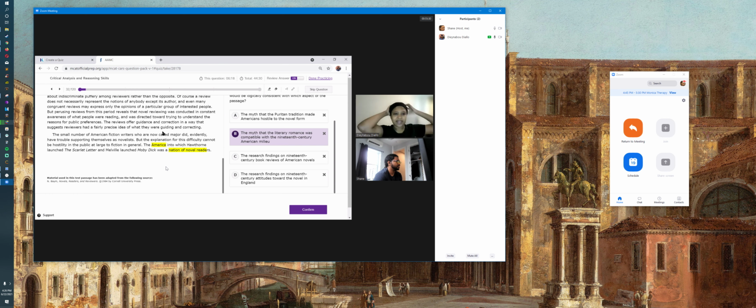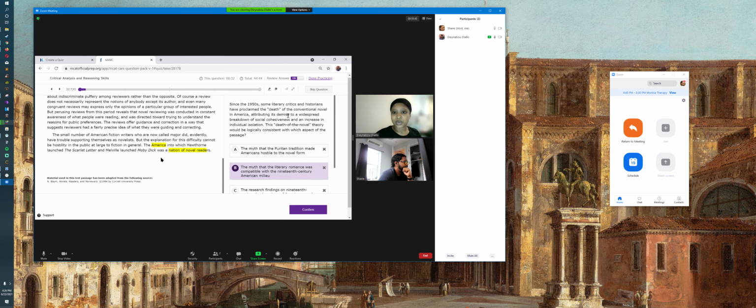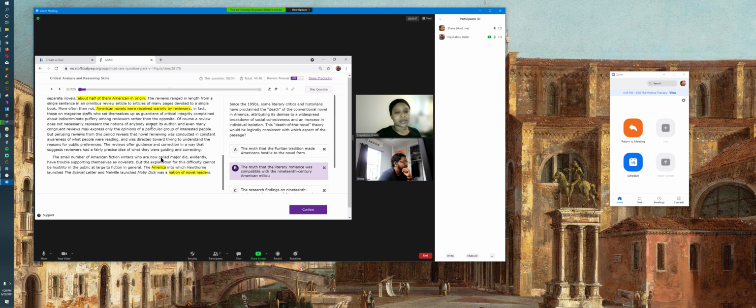And this doesn't say anything about... well, it says, but explanation for this difficulty cannot be hostility in the public at large to fiction in general. That's still talking about how to feel about fiction and things like that. But this one, yeah. Okay.